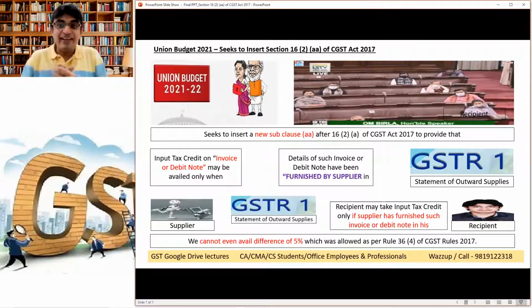Understood? Please be very careful. Now, only if your supplier files GSTR 1 on time can you take the input tax credit. So this is a bad provision. This is not a correct provision. We were already fighting with the government to remove Rule 36 sub Rule 4, and now they are introducing it in the Act itself. But let us see if it gets represented in the High Court to remove this section. Let us hope for the best.